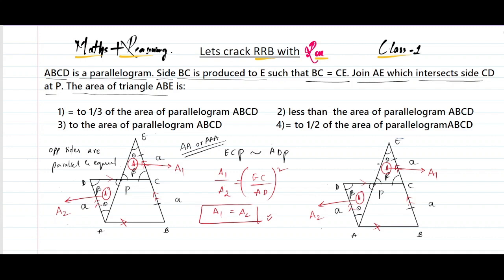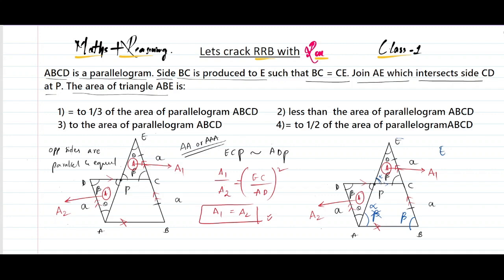Same concept. If these are parallel lines, we first saw the opposite sides are parallel. If this is a transversal, corresponding angles are again equal. If this is beta, this is also beta. Similarly, this is theta. I did not name this one, so let's take this as alpha, then this will become alpha. And similarly, if these two are parallel lines and this is a transversal, corresponding angles are equal. This is beta and this is also beta.